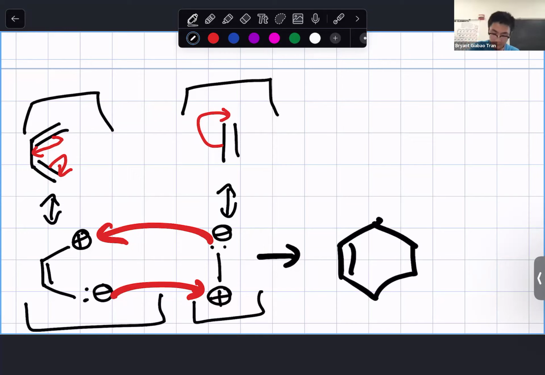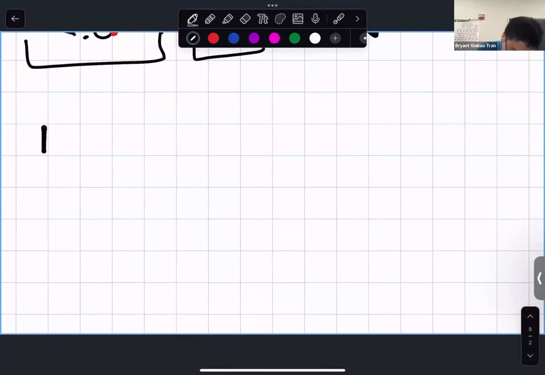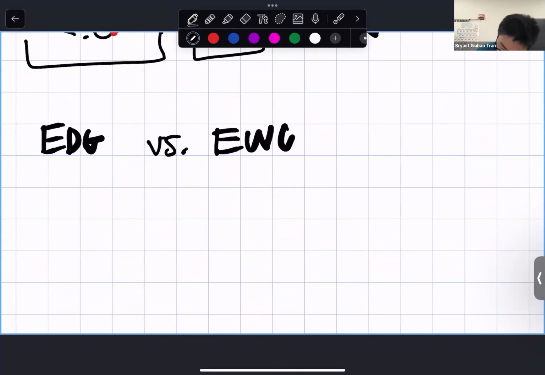All dienophiles? Well, it depends. For this case, yes, but there are groups that can be attached to these called electron donating groups or electron withdrawing groups, and that will affect the charges on these right here. And we're gonna go over that right now. Actually, we're gonna talk about EDGs and EWGs now. EDG versus EWG.